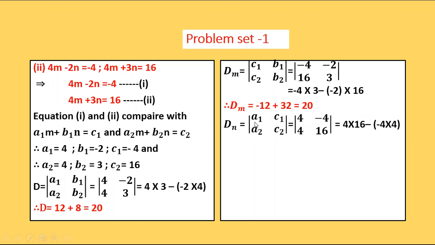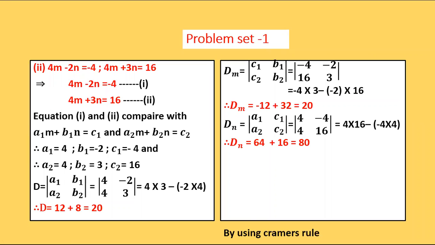Similarly, to find Dn, in the determinant a1, a2, c1, c2, substitute the values: a1 is equal to 4, a2 is equal to 4, c1 is equal to minus 4, c2 is equal to 16. 4 multiply 16 minus of minus 4 multiply 4. 16 into 4 is plus 64, minus minus plus 4 4s are 16. 64 plus 16 is equal to 80. Dn is equal to 80.